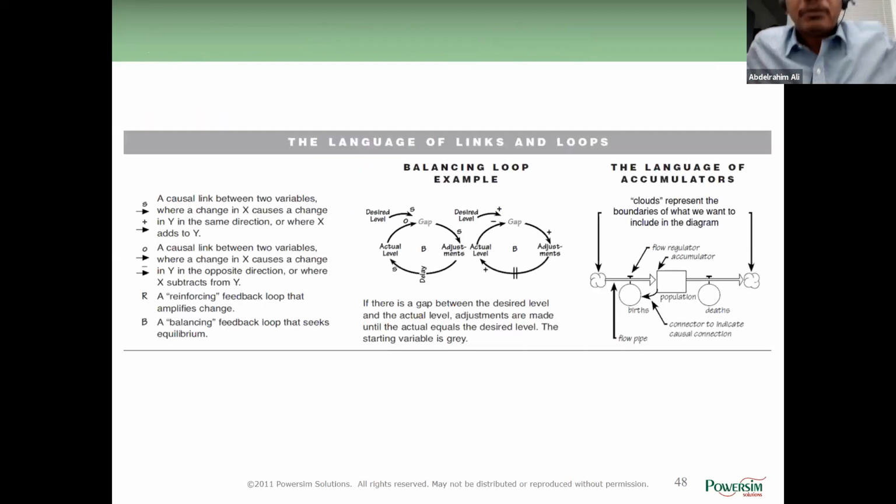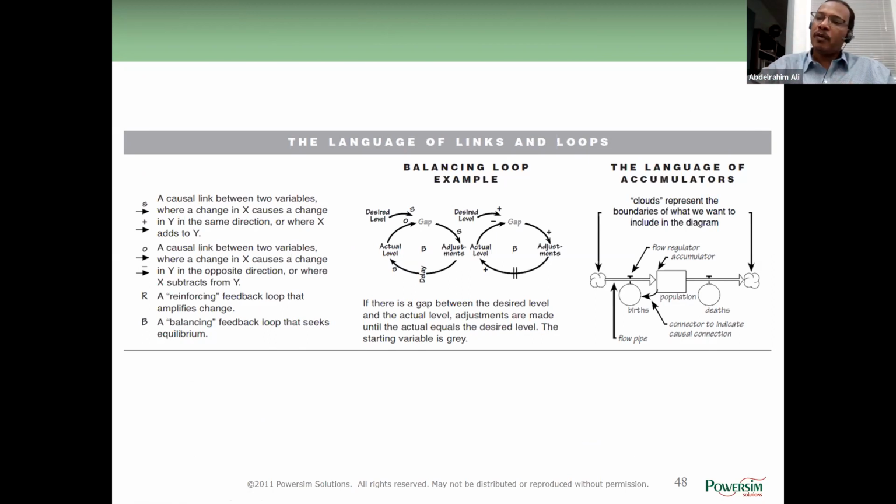There's a specific language which maybe can orient us. The causal link is a link between two variables when we talk about causal loop diagrams. The arrow marked S means that the change is in the same direction, because the relationship between these two variables goes in the same direction, or you can name it plus. The O, or negative, means that the relationship between the two is in the opposite direction.